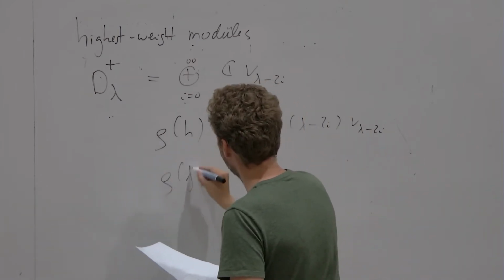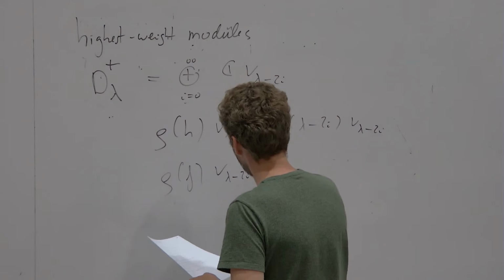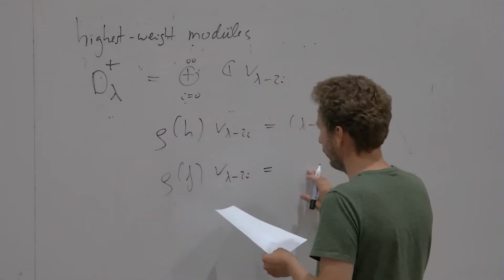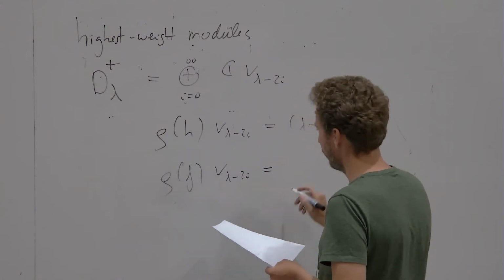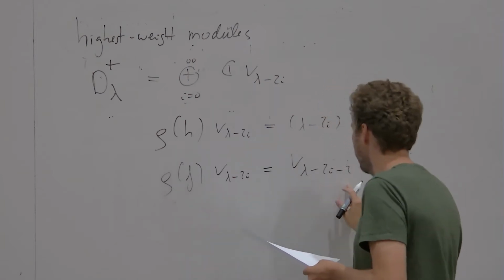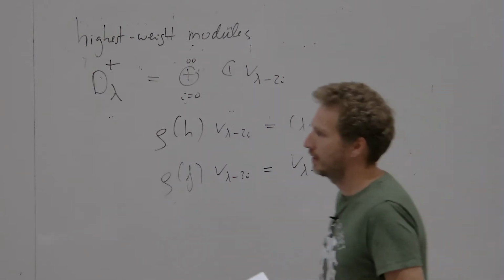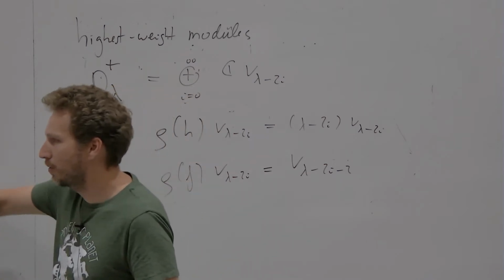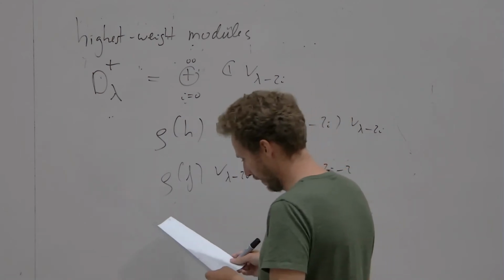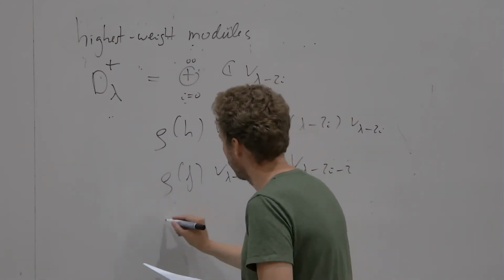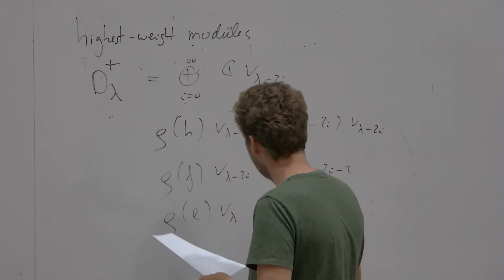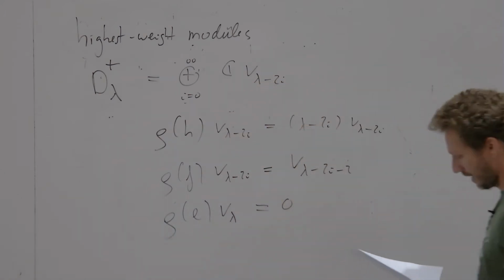And now we define the action of F just to decrease the label by 2. It's a little bit hard to make it symmetric. And now we do the exercise to compute what is the action of E. So first of all, we require the highest weight condition that E annihilates the highest weight vector.